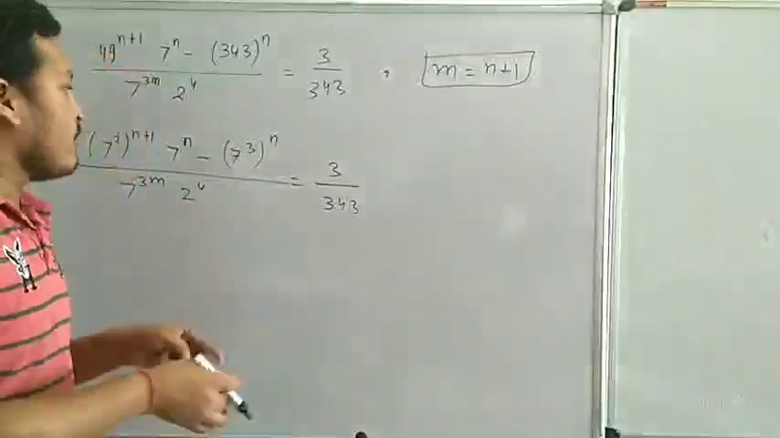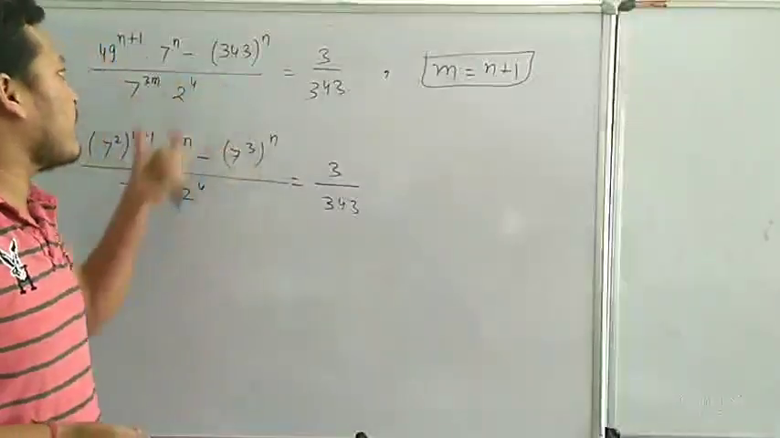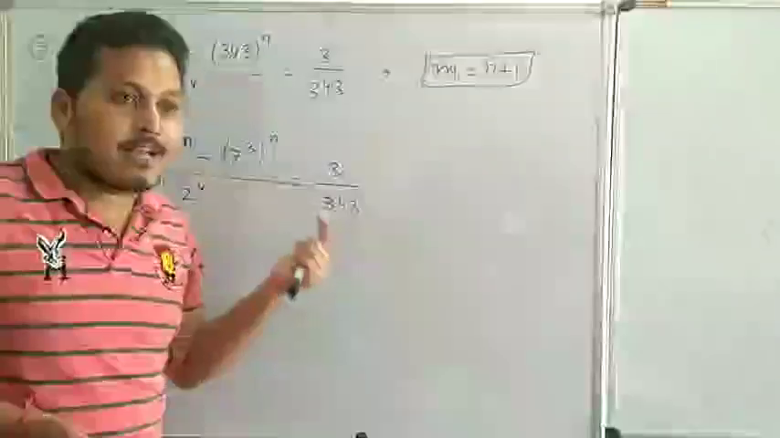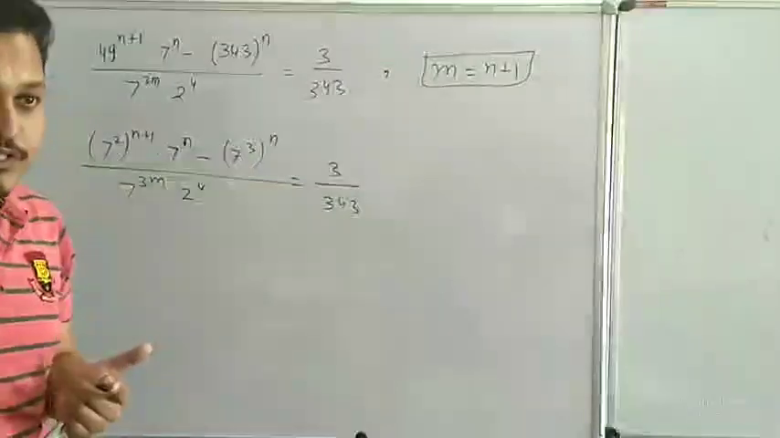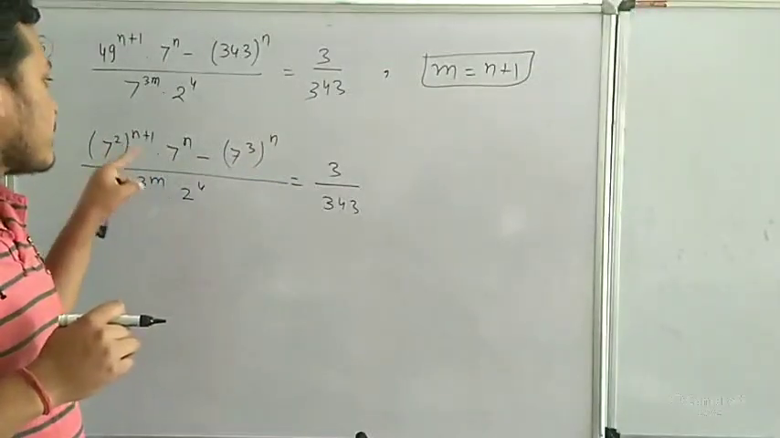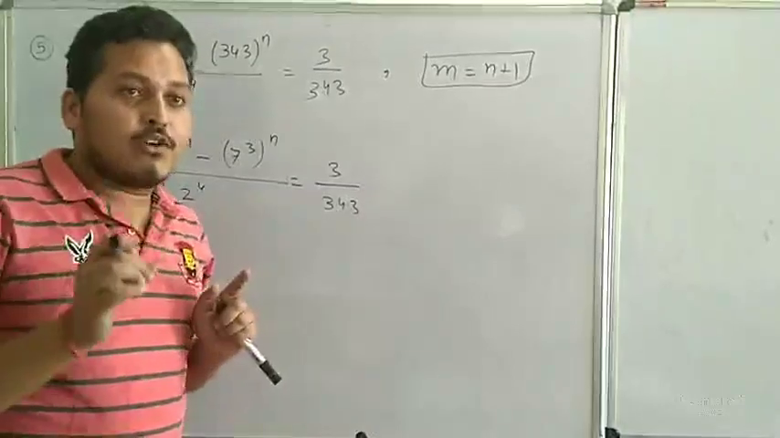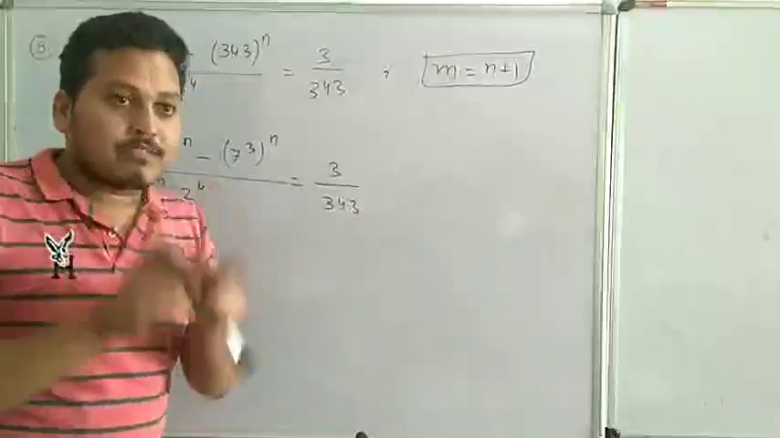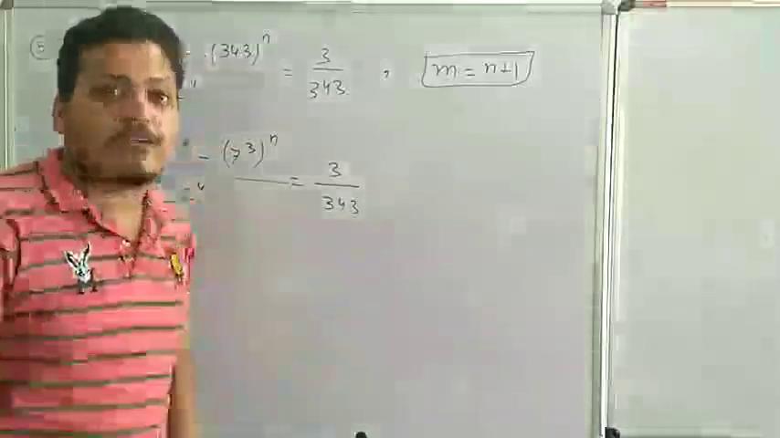It means we have to make the same base on the left-hand side, so we can compare the left side and right side of this equation. You have to keep one thing in mind: the powers m and n are in the form of powers, so you have to solve by making the bases of the left side and right side the same.